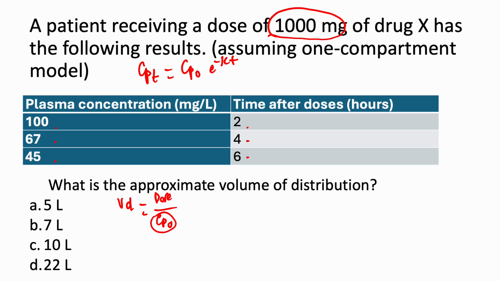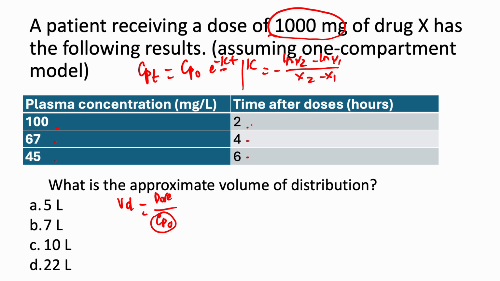If I select like 100 milligram per liter, I have C0 times the exponential of minus kt. The t here should be 2 hours. However, I still need to calculate the value of k. And in first order kinetics, how to calculate k? k will be equal to negative of the natural log of y2 minus natural log of y1, divided by x2 minus x1.